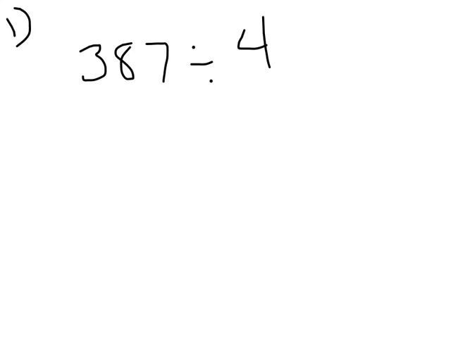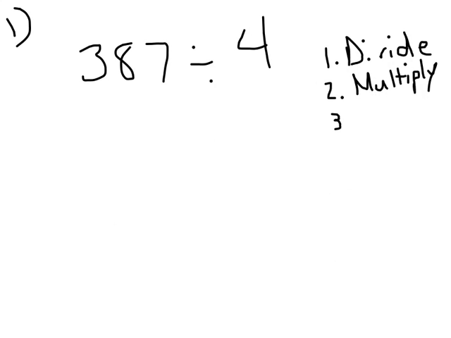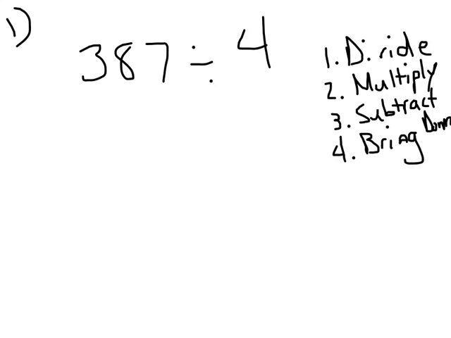Remember, when we divide, we follow certain steps. First we divide, then we multiply, then we subtract, then we bring down. We repeat until we have no more place values to divide in. Let's start with our first example.